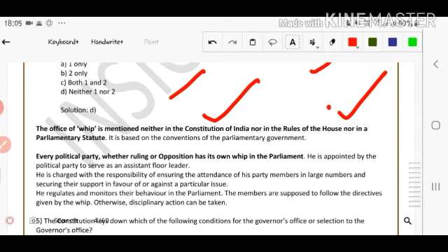He is appointed by the political party to serve as the assistant floor leader. He is charged with the responsibility of ensuring the attendance of his party members in large number and securing their support in favor of or against a particular issue. It means that it is the ideology of the party. He regulates and monitors their behavior in the parliament. Their members are supposed to follow the directive given by the whip, otherwise disciplinary action can be taken against that member, and it can be the reason for the disqualification of that member itself.